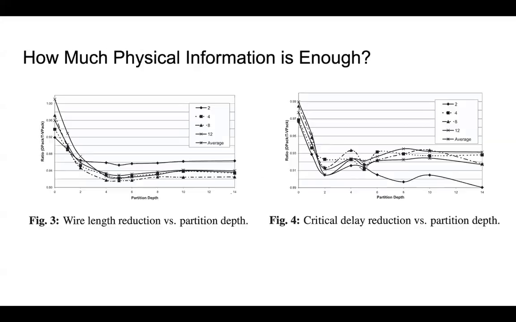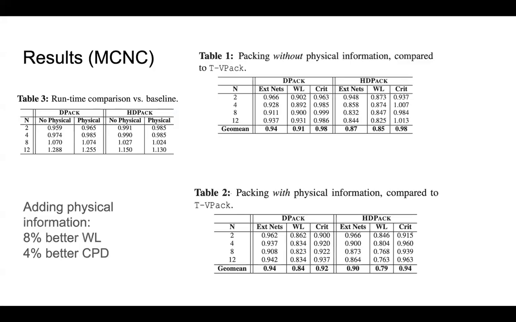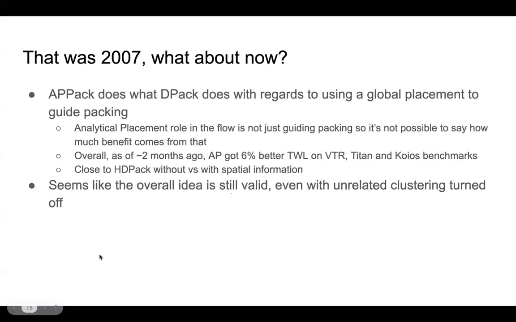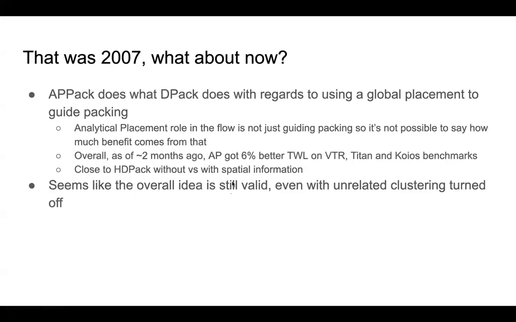So if we go back a couple of slides, here you got like 8% better wire length and 4% better critical path delay when you added in the physical information. And as of 2 months ago, AP got the same results, but obviously you can't pinpoint all of that on AP Pack. So it seems like the overall idea of guiding packing with placement information is still valid, even with unrelated clustering turned off.